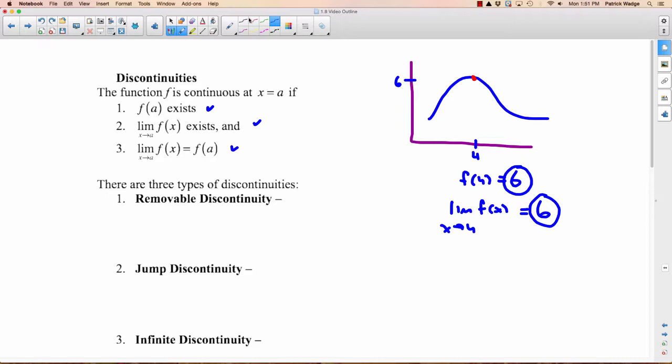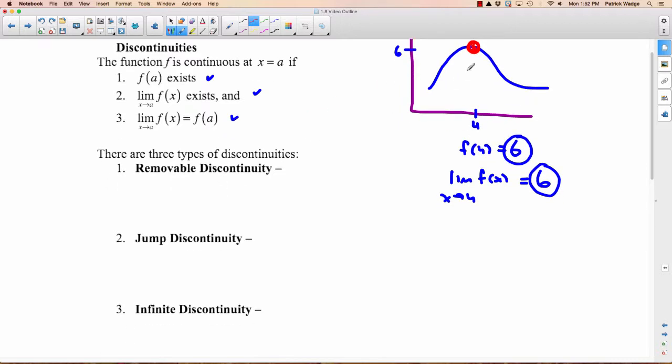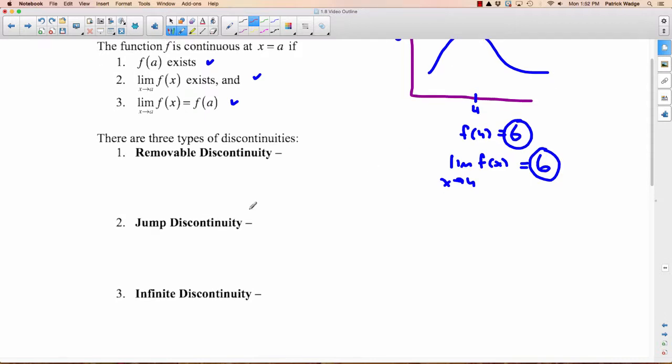But for example, if we had an open circle right here, if it wasn't closed but was open, then this would not exist. How come? Because it would fail the very first step here. This f of 4, what's f of 4 if this is an open circle? f of 4 doesn't exist. There's no point there. So we would not have a continuous function at that point. In fact, there's 3 types of discontinuities, and what I just mentioned with the open circle is the first type, which is removable discontinuity.